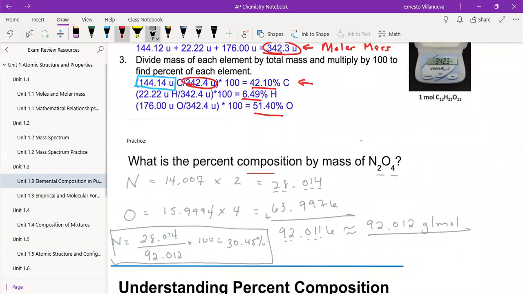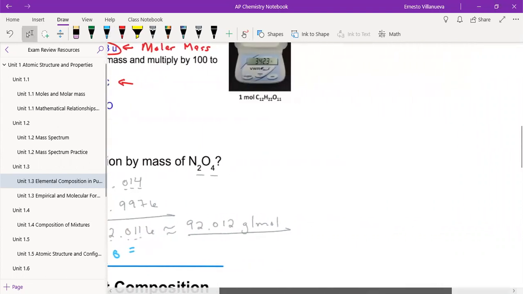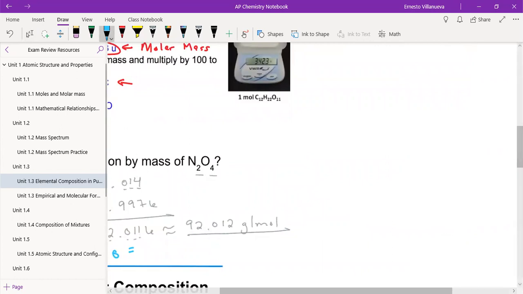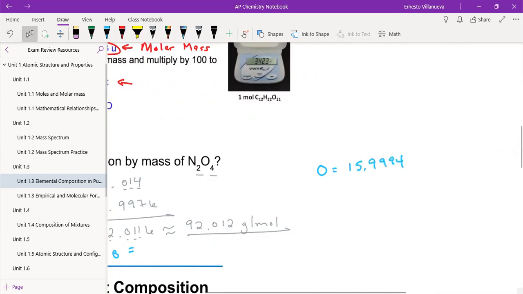Now I'm going to do oxygen. I'm going to scoot this over a little bit, guys, just so we have a little bit more space to work. Remember, you can always capture this from my screen. You don't have to copy everything down unless you want to. It helps you remember better. Oxygen is 15.9994 divided by the total mass, which is 92.012, times 100.